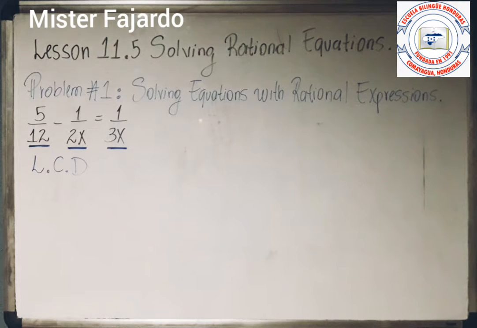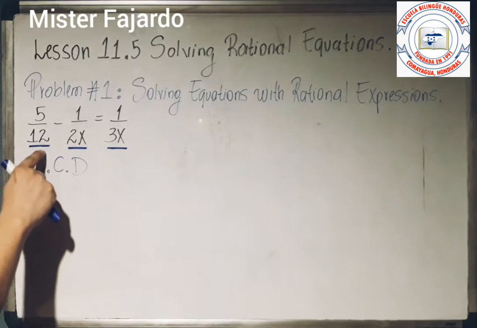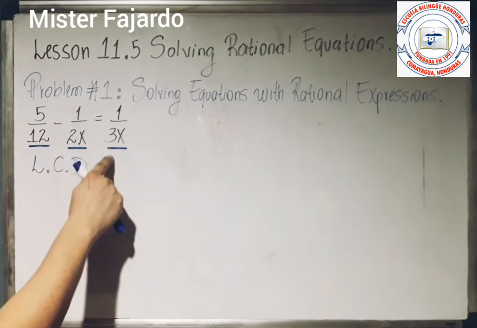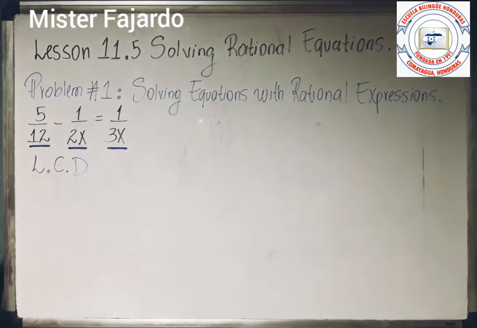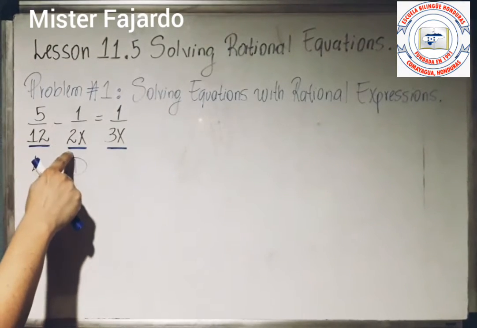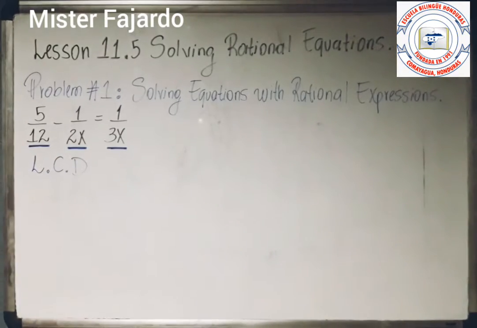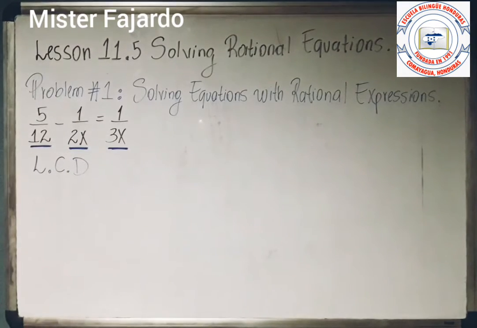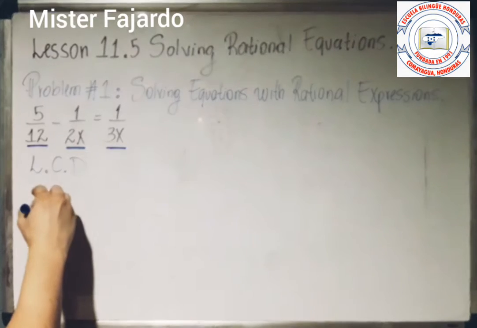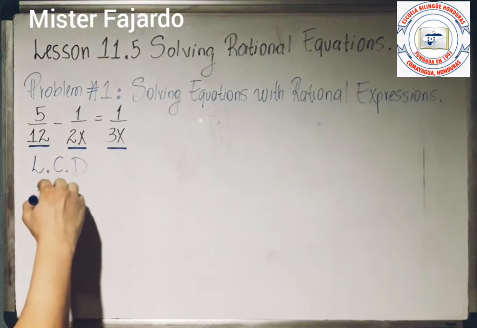Really easy. First, you will check the numbers. You have 12, you have 2, and you have 3. The greater number is in this case 12. 12 divided by 2 is going to be equal to 6. And 12 divided by 3 is going to be equal to 4. That means that 12 is going to be part of the common denominator.